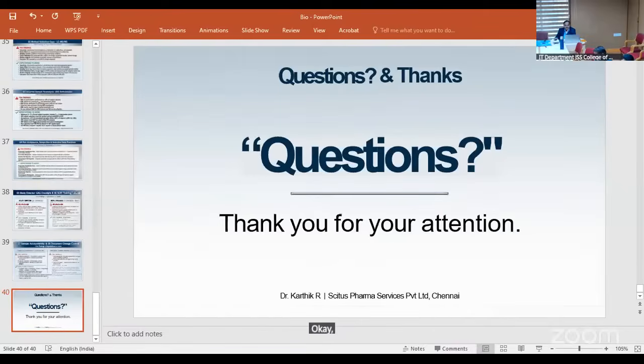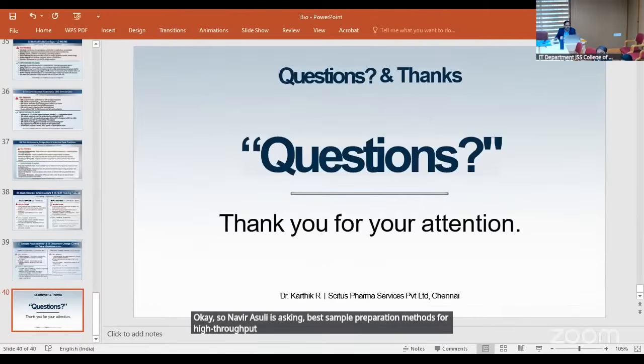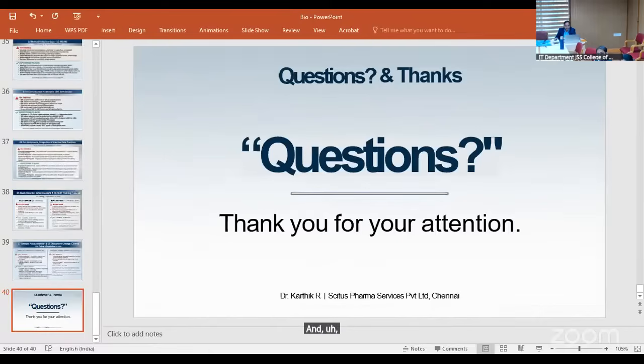Okay, sir. Nabi Rasul is asking about the best sample preparation methods for high throughput studies. You have already answered that. And Manukonda Ritu Medila asks: how do we select a suitable internal standard when stable isotope labeled compounds are not available?